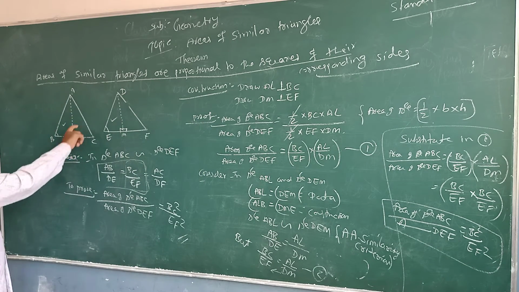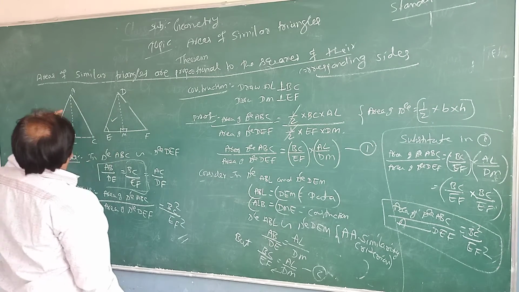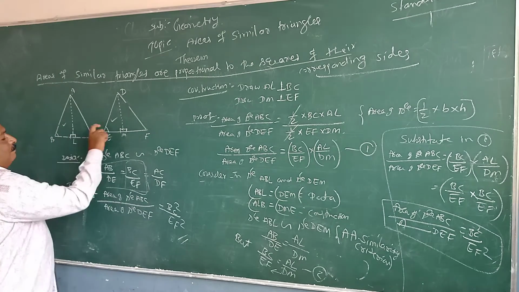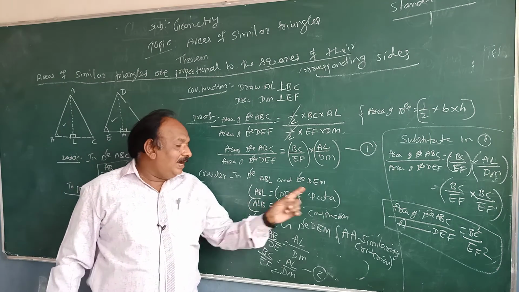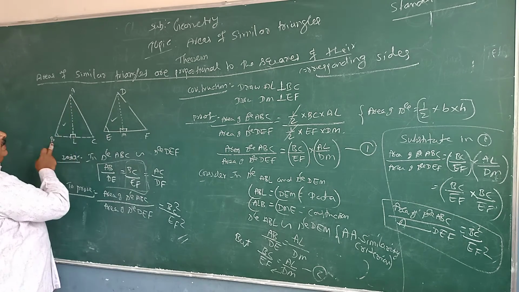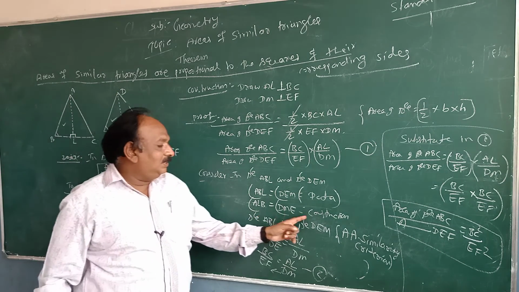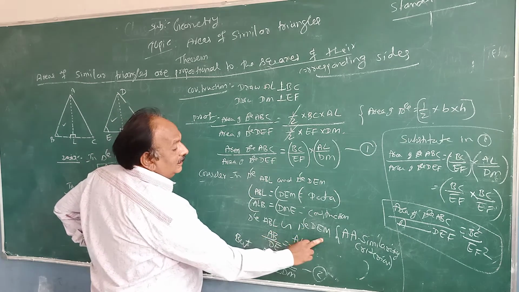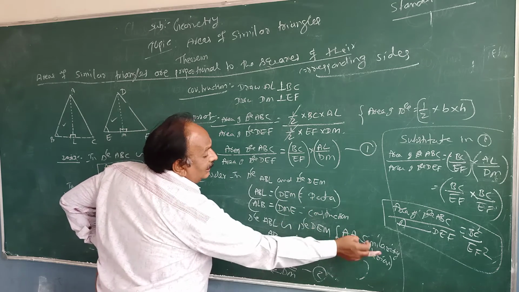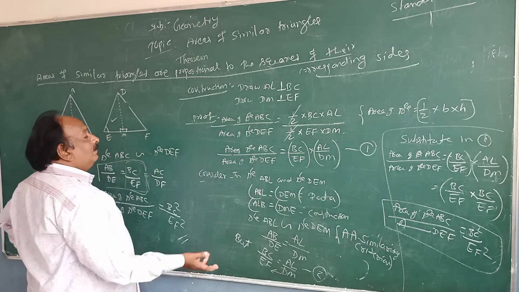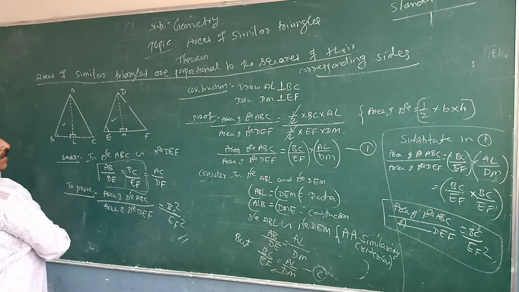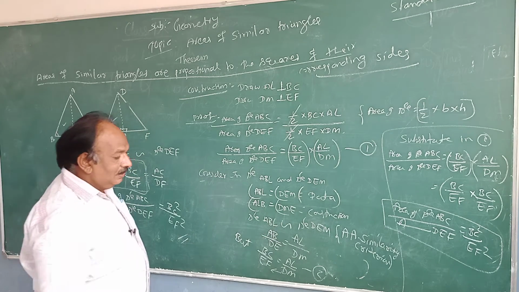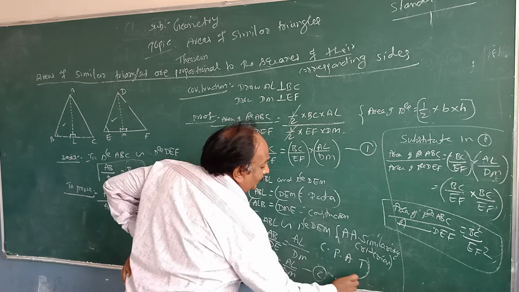Consider triangle ABL and triangle DEM. Angle ABL is equal to angle DEM, or we simply write angle B is equal to angle E. This is from the data. Angle ALB is equal to angle DME. This is from the construction. Therefore, triangle ABL is similar to triangle DEM because two angles are equal, AA similarity criterion. Therefore, we write AB divided by DE is equal to AL divided by DM, corresponding parts of similar triangles.